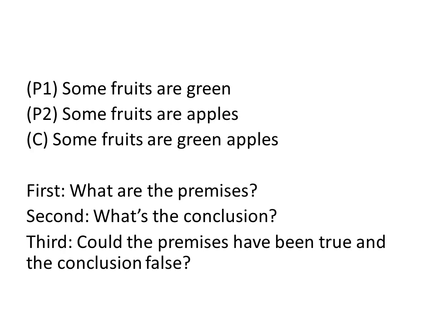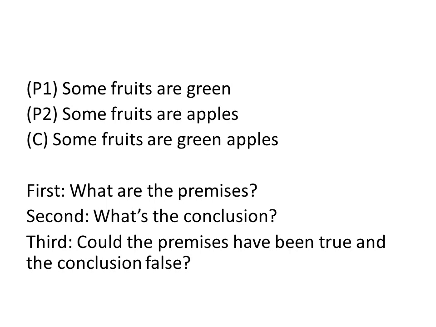Right, so here's what I've reconstructed as the premises and the conclusion, and you can reconstruct for yourself why this is the case. First premise, some fruits are green. Second premise, some fruits are apples. Conclusion, some fruits are green apples. Okay. First, what are the premises? Second, what's the conclusion? Well, we've already given them. Now we ask, could the premises have been true and the conclusion false?